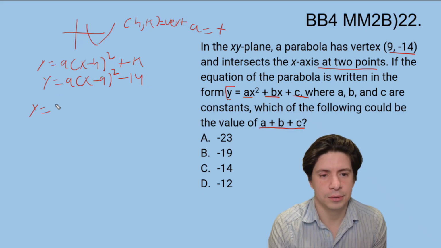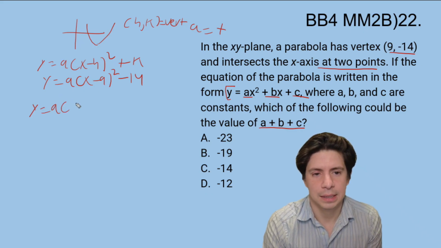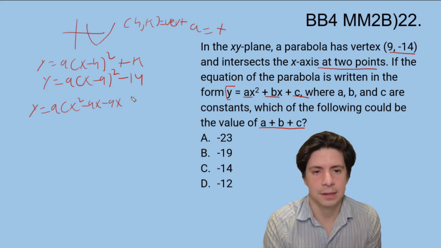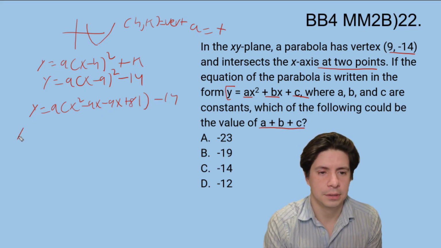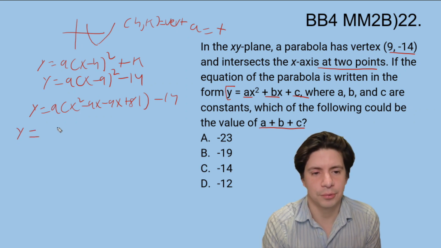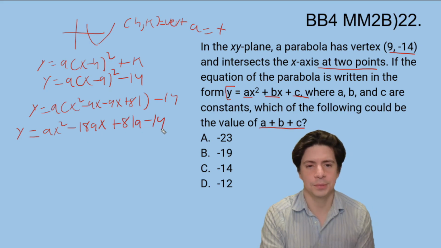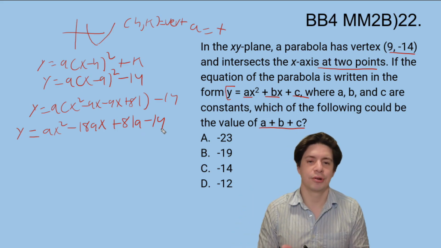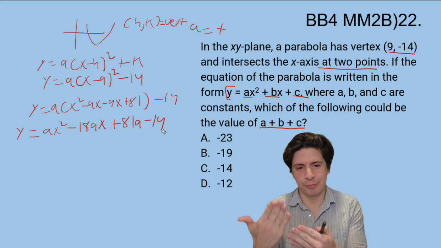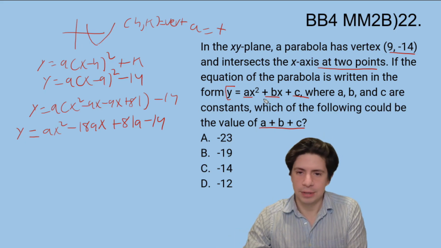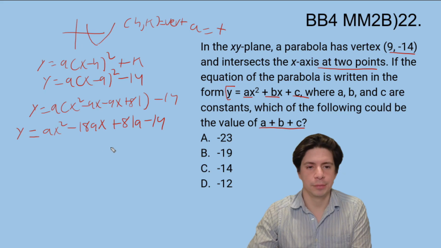So y equals a times x squared minus 9x, because I'm foiling it out, minus 9x again, plus 81 minus 14. So then if I get it to what I can get it to, it's going to be y equals ax squared minus 18ax plus 81a minus 14. Okay, and right now maybe we are at a crossroads or at an impasse, or whatever word you want to use for this sort of barrier that we're at. But we're also kind of close to this ax squared plus bx plus c form, right?